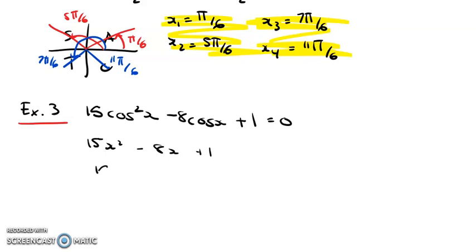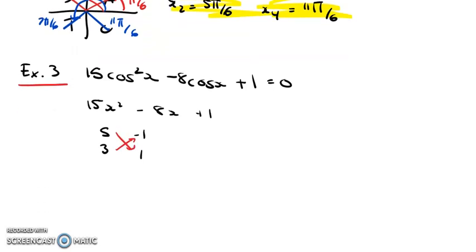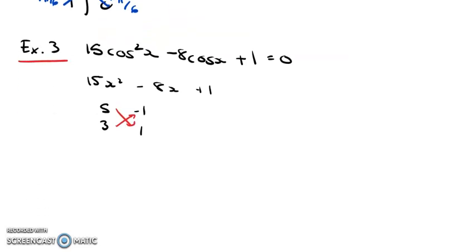Okay, so we can factor this with our normal cross method, or whatever kind of method you were taught. So I'm going to factor it like this. And then when I do that, I get 5 cosine x minus 1, and then I get 3 cosine x minus 1.